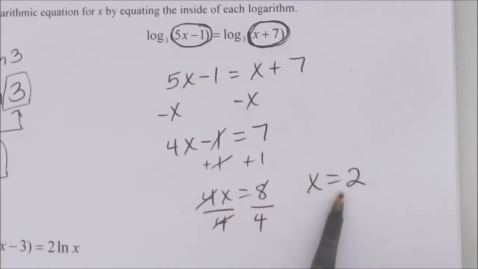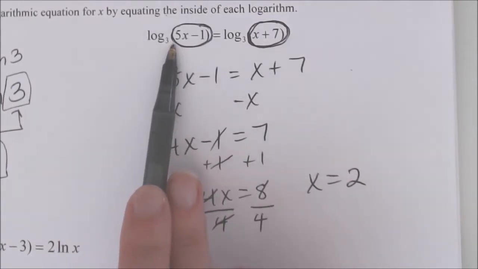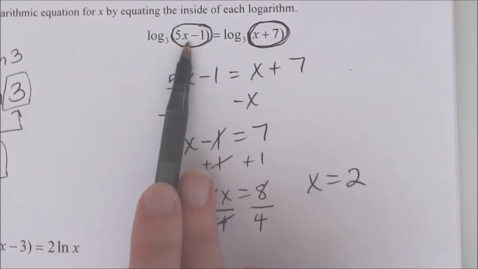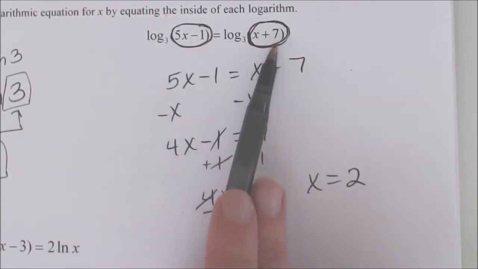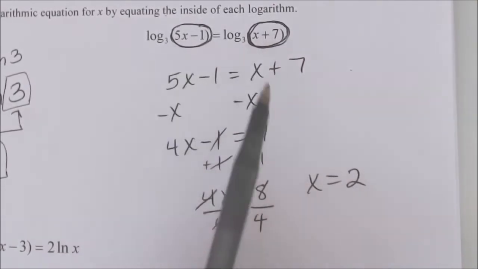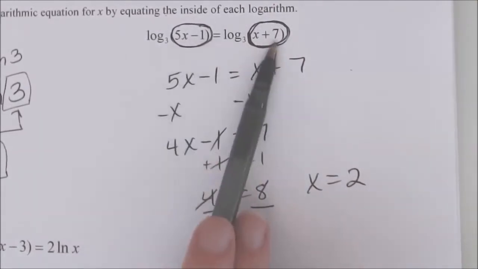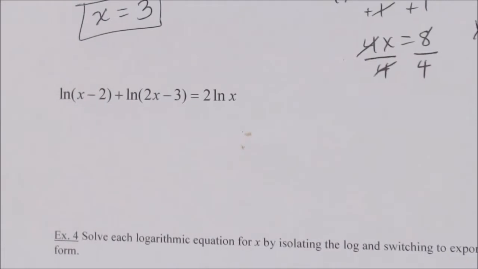In other words, if you take that 2 and you plug it in, we would get 5 times 2, which is 10, minus 1, which is 9. So we're okay because that's a positive number. Over here, we would get 2 plus 7. Again, that's 9. It should be because they should be the same. So both of those, the 2 resulted in a positive number inside the logs. So we're okay there. We're going to see an example in a couple minutes where that's not going to work out quite as nicely.